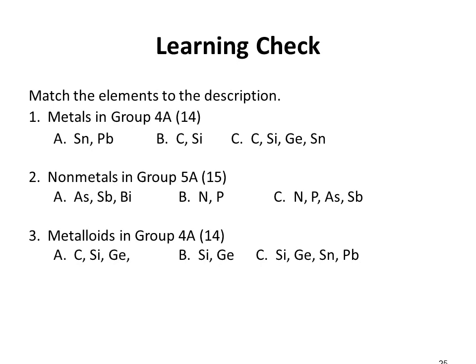Now we got number 3, metalloids in group 4A or group 14. So we need to be along that staircase in between the metals and nonmetals. And so here we have the Si and the Ge, and so that would give us choice B.